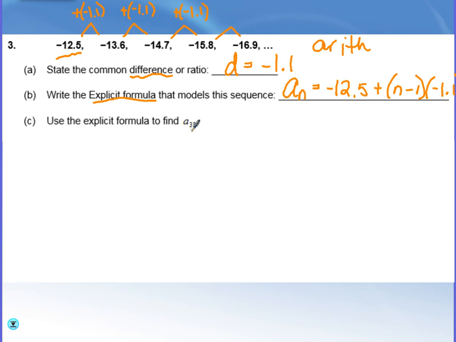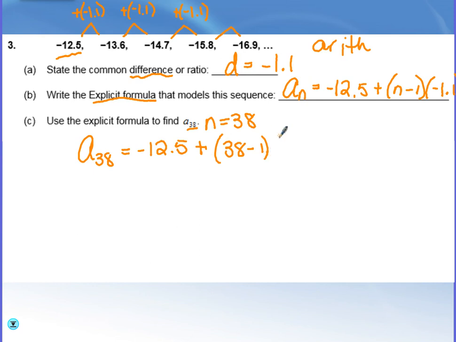Now we are going to find the 38th term. So n is 38. To find the 38th term, we will take negative 12.5, add it. We are replacing n with 38. One step at a time, minus 1, and then multiply by negative 1.1. Here we go. This becomes 37 times negative 1.1.